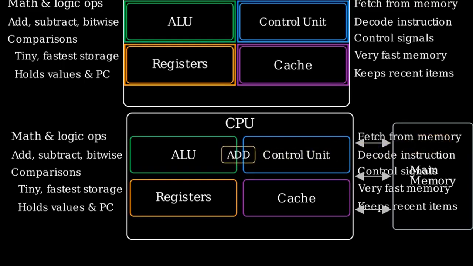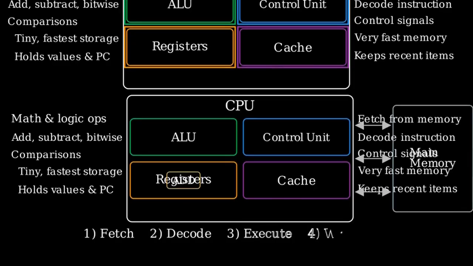Fetch. The control unit reads the next instruction from main memory into the instruction register. Decode. The control unit interprets the bits, what operation, and which operands. Execute. The arithmetic logic unit or another part performs the operation. Write back. The result is stored into a register or into memory. This runs billions of times per second.